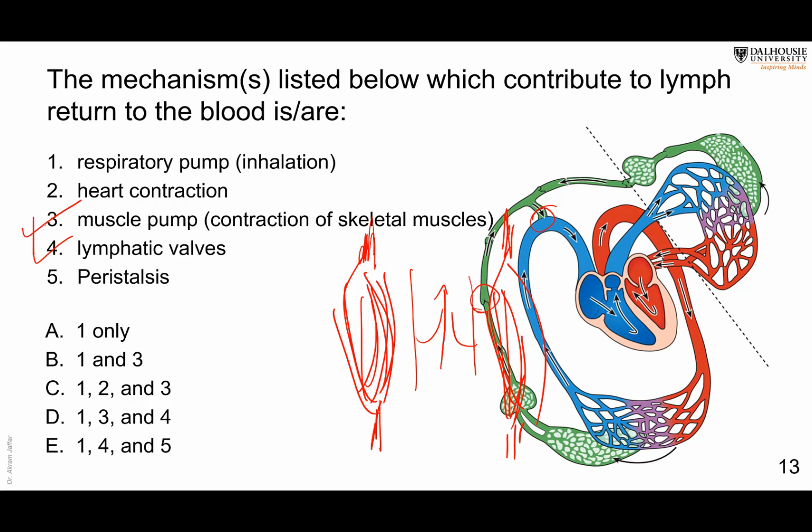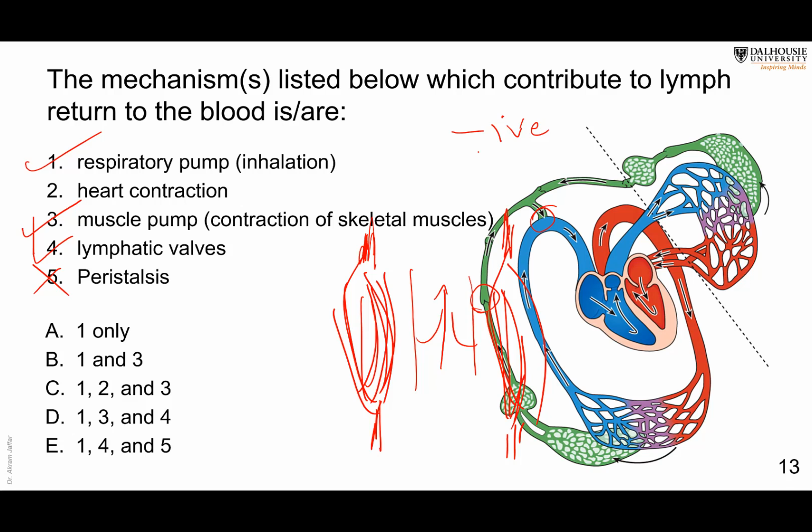The other factor that contributes is the respiratory pump, inhalation. Whenever there is a decrease in the intrathoracic pressure during inspiration, the diaphragm descends, and so there is a decrease in intrathoracic pressure, and this will suck the lymphatic fluid up because of the negative pressure.